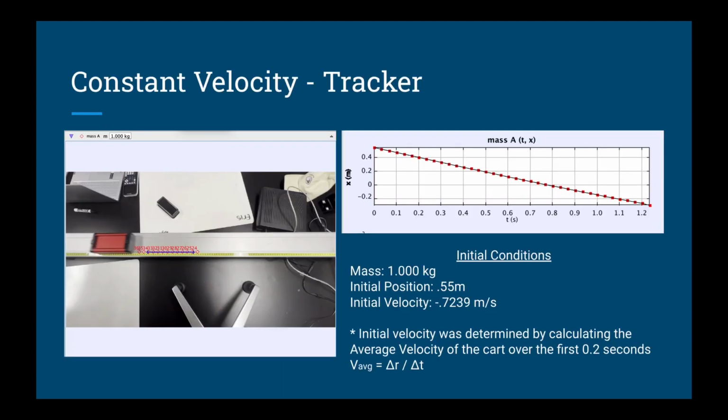Data and analysis. Here's the tracker data that we got from taking a video of the cart in motion. As you can see, the cart moved from the right to the left of the screen, and we had tracked it from the bottom right corner of the cart and got some data points.